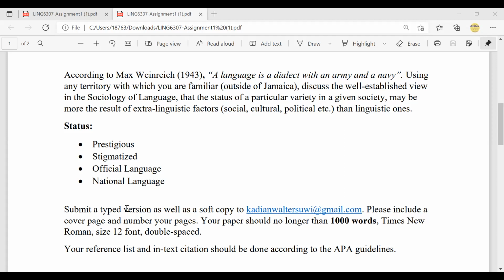Okay. All right. And guys, please, when you are writing your papers, please include the statement and explain what the statement means. Okay. So that statement, a language is a dialect with an army and a navy, we wanted to explain that first before going into the language situation that you choose.